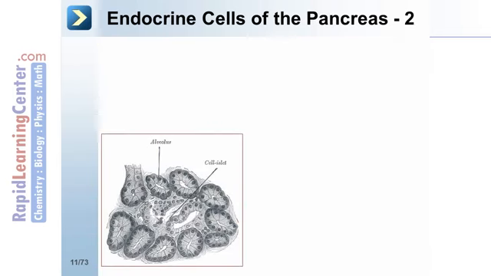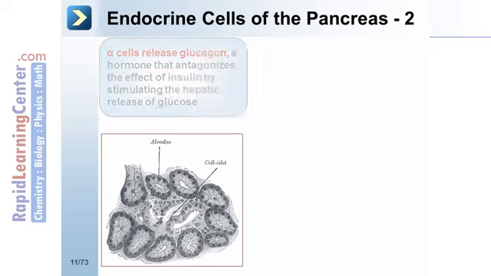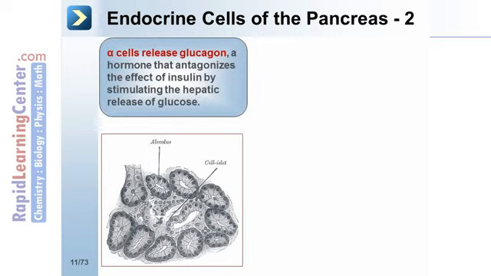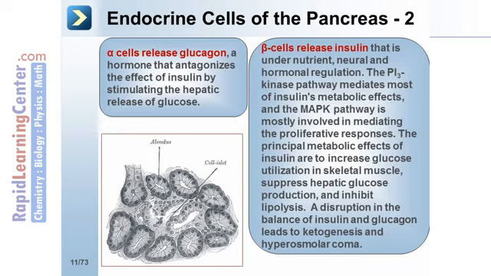Let's take a closer look at the cells that make up the islets of Langerhans. Alpha cells release glucagon, a hormone that antagonizes the effect of insulin by stimulating the hepatic release of glucose. Beta cells release insulin that is under nutrient, neural, and hormonal regulation.